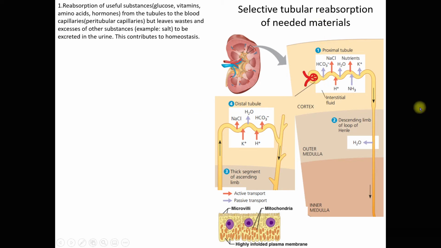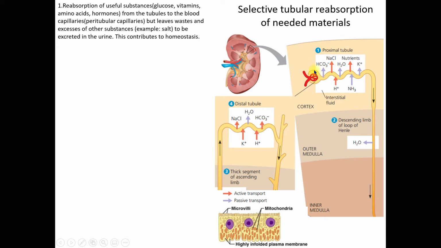So reabsorption of useful substances like glucose, vitamins, amino acids, and hormones from the renal tubules to the blood capillaries, the peritubular capillaries, but leaves waste and excess of other substances like salt to be excreted in the urine. So this contributes to homeostasis.